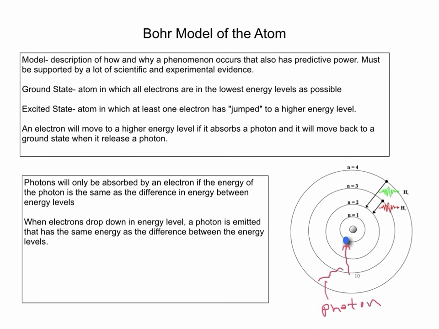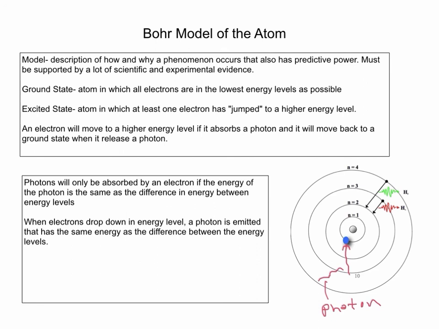So if the energy between these two energy levels, or any of these two energy levels, is the same as the energy of a green photon, then the light that's emitted when the electron drops back down is green. If the energy difference between two energy levels is the same as the energy of a yellow photon, when the electron drops back down to a lower level, a yellow photon will be emitted.